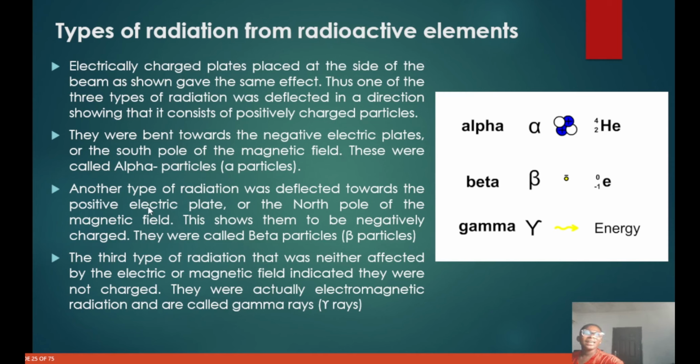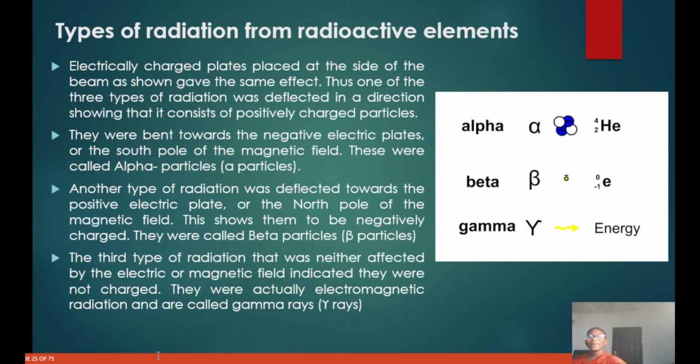Positively charged. Another type of radiation was deflected towards the positive electric plate, or the north pole of the magnetic field. This shows them to be what? Negatively charged. They were called the beta particles, because they went to the positive part of the plate. Then the third type of radiation was neither affected by the electric nor magnetic field, which indicated they were not charged. They were actually electromagnetic radiation and are called the gamma rays.